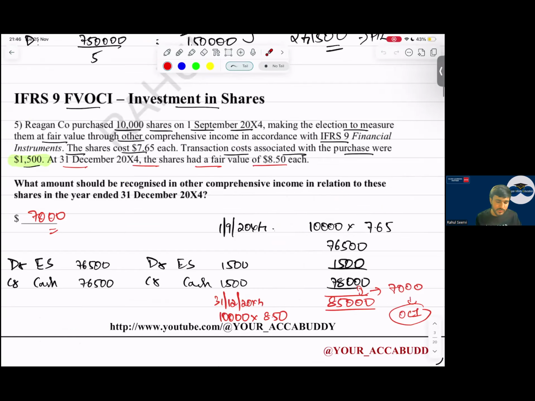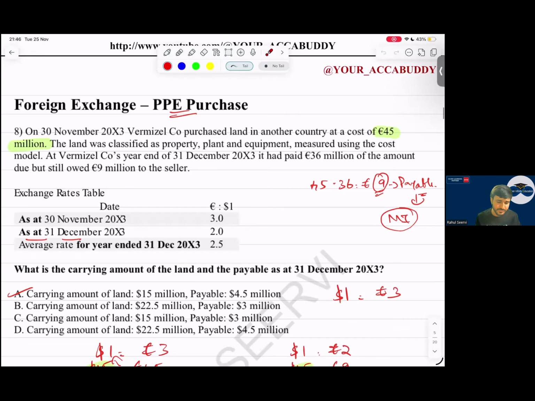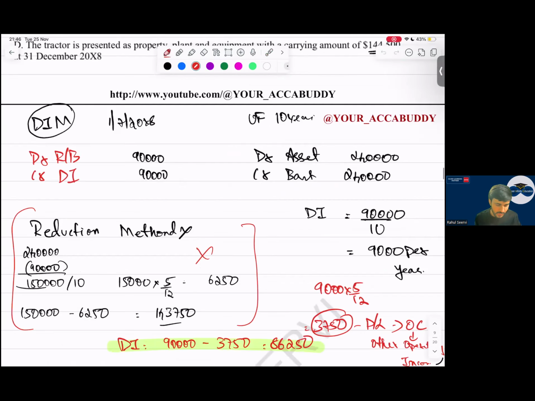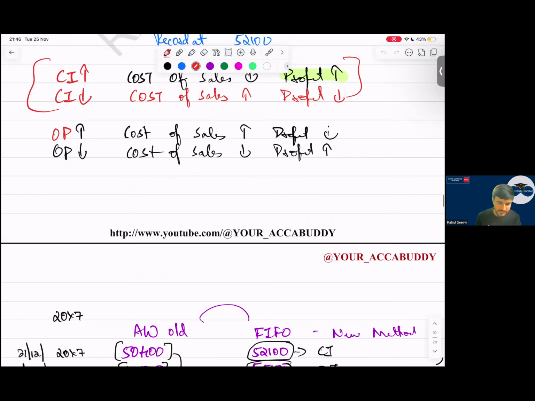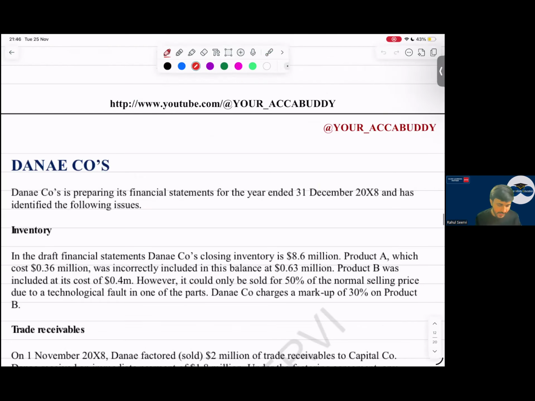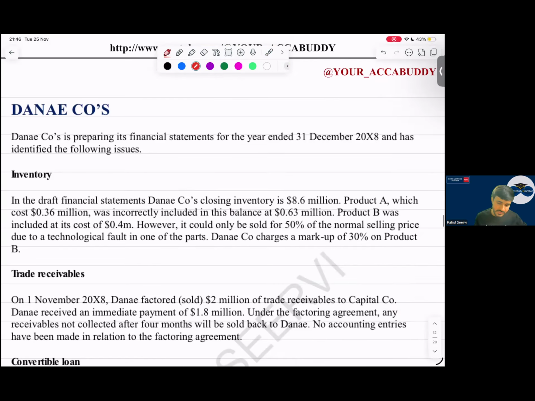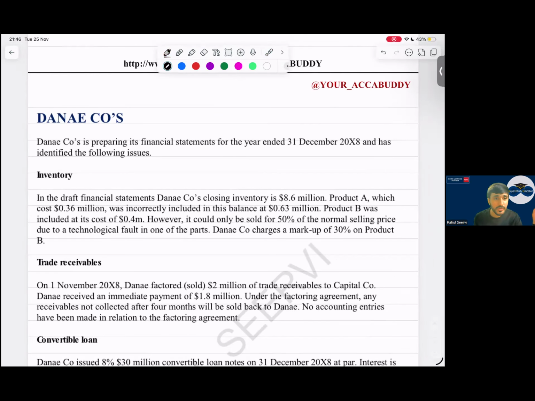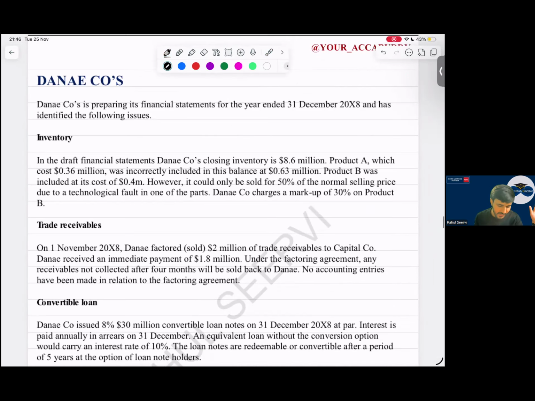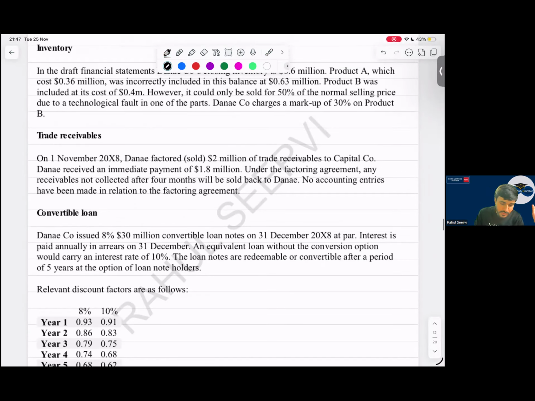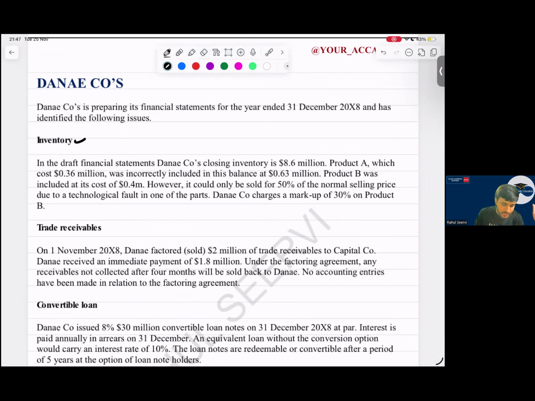I hope everyone knows that in your exam, per mark you should allocate 1.8 minutes. So now coming to Section B, Danny Company. Let us see this. This is a Section B question. We can see something like trade inventory. I think the question is from what? By just seeing this, the question is from IAS 2 inventory.